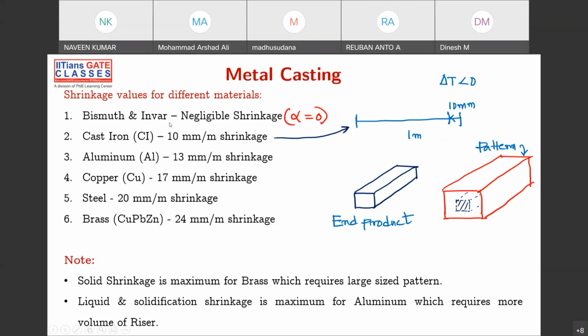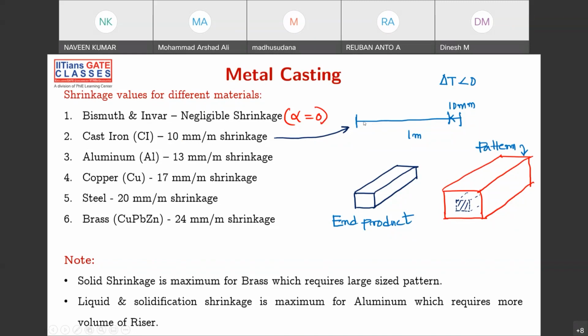So bismuth and invar are special materials where there is no shrinkage. You heat it, you cool it, it won't expand at all. It won't contract at all. It will be as it is. Okay. And if you have cast iron, it has 10 mm per meter.